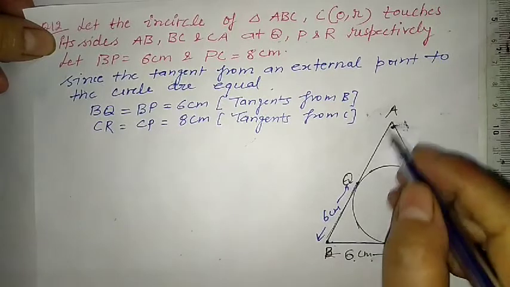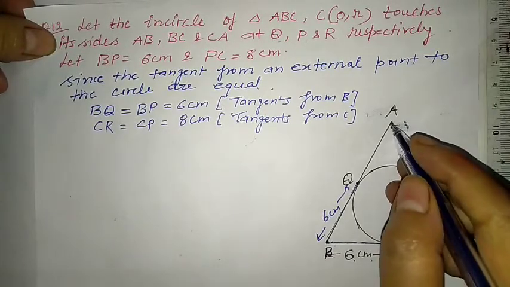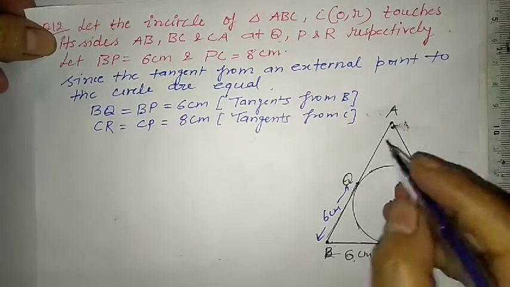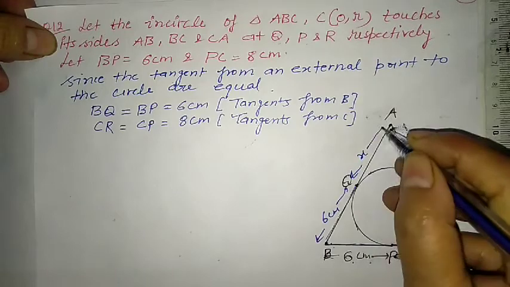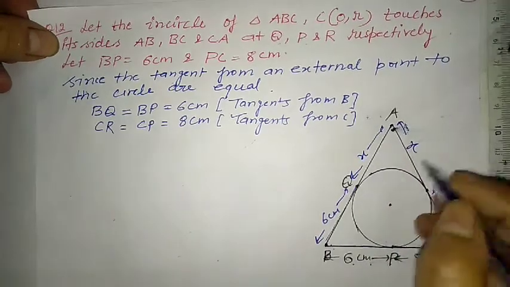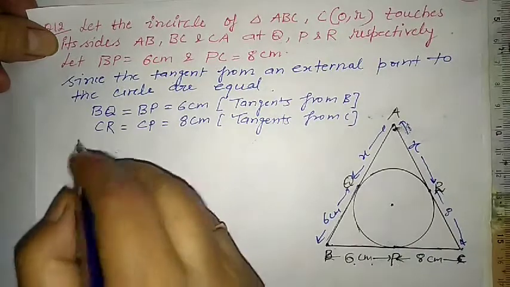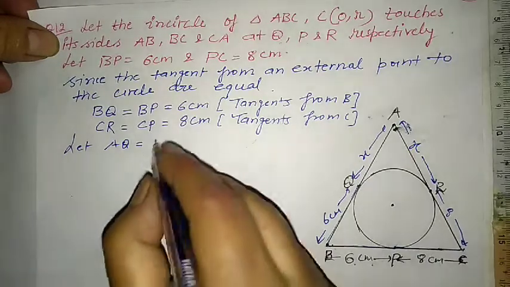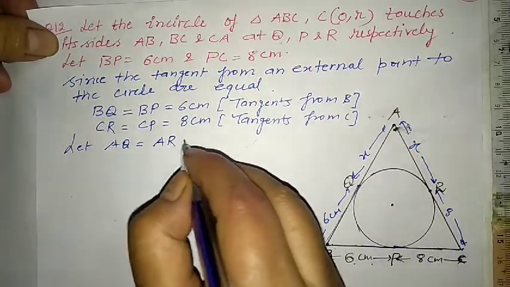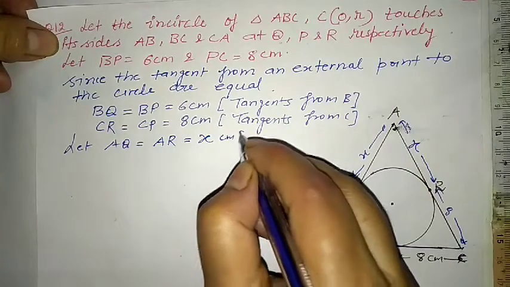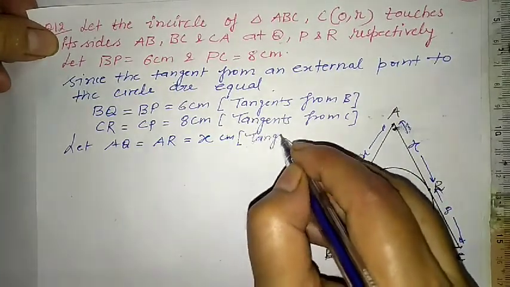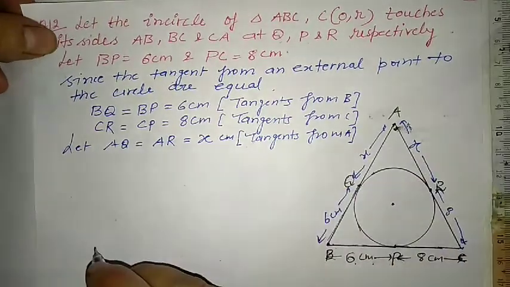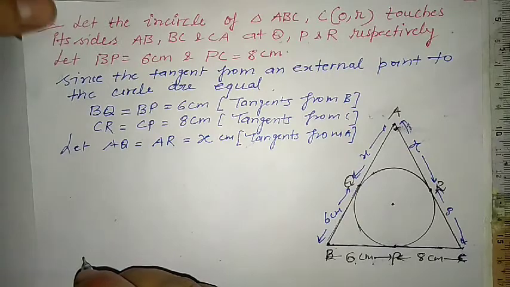Now, this third side is not given. So what we will write here, this is the external point A, then AQ and AR will be equal, because both the tangents from an external point are equal. So suppose this side is X centimeter and this one also is X centimeter. So here we'll write, let AQ is equal to AR is equal to X centimeter. We will write tangents from A.